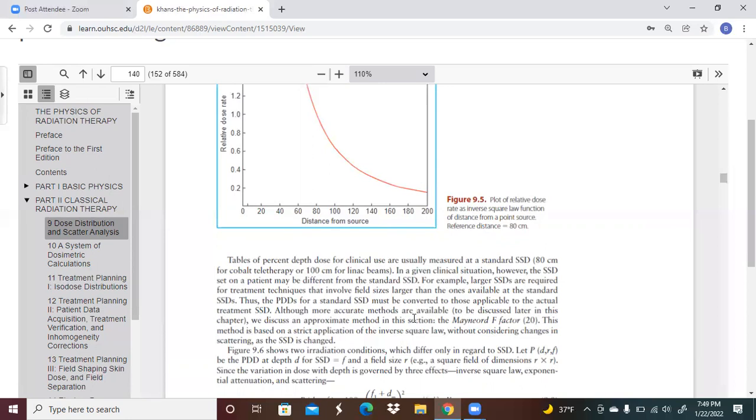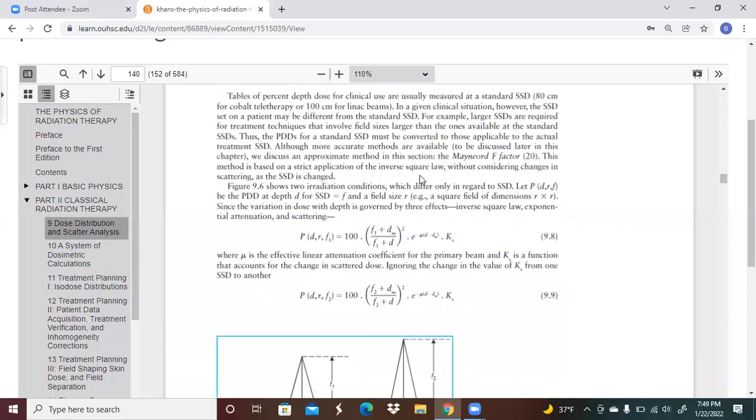Now, you have more accurate methods available to be able to make this type of adjustment, but one approximation that we're going to go through here is called the Mayneord F factor. This method is based on a strict application of the inverse square law without considering changes like scattering as the SSD changes.